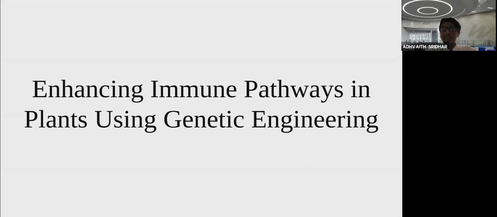My name is Adhvaith Sridhar, and I'll be discussing the research I've done over the past few months in using genetic engineering to enhance the immune pathways of certain plants. So when we talk about genetic engineering, oftentimes people think of it as something exclusive to scientists and researchers. However, this isn't always the case. Genetic engineering is very relevant and can be used to solve day-to-day problems.